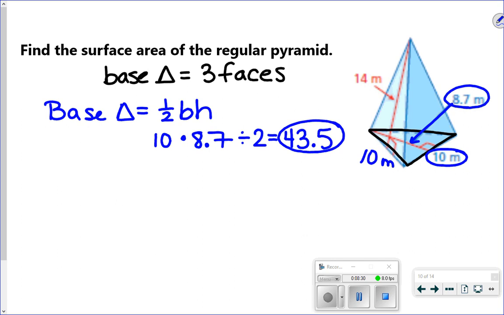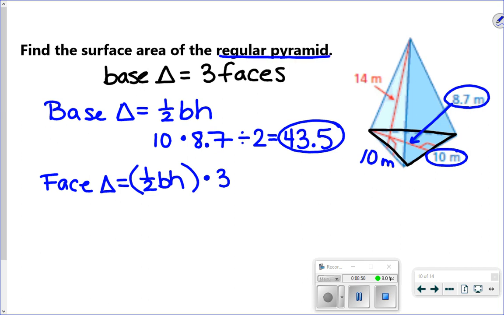Okay, so now I'm going to do my face triangles. And like I said before, there are 3 of them. Still using 1/2 base times height for that triangle area. That hasn't changed. But because we have 3 of them and they're all the same size, and I know they're the same size because it says it's a regular pyramid. All of the ones we're going to do in this chapter are regular pyramids. Okay, so I can times it by 3 because there are 3 of them. They're all equal.